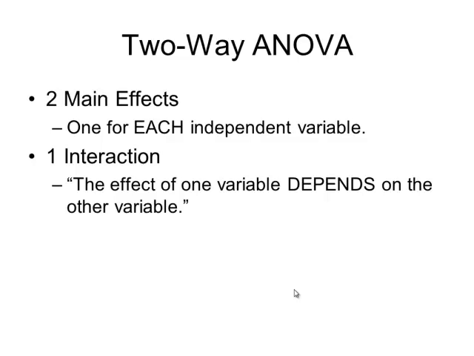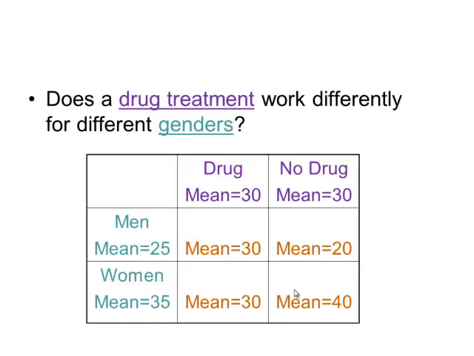In addition to the two main effects, there's also going to be one interaction. An interaction can be thought of as the effect of one variable depending on the other variable. So if we go back to our example of drug treatments and genders, it's possible that whether or not the drug works depends on what gender you are.